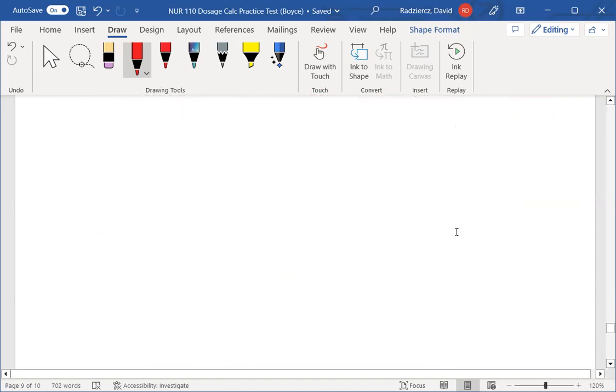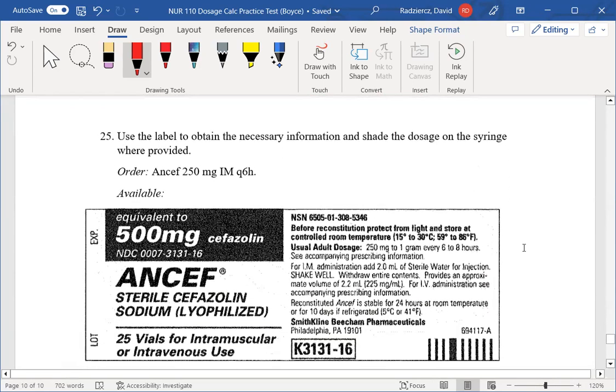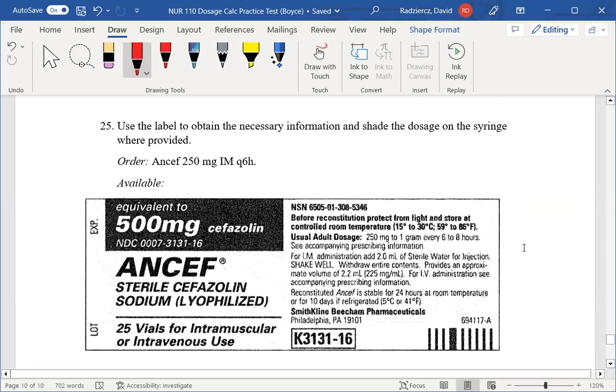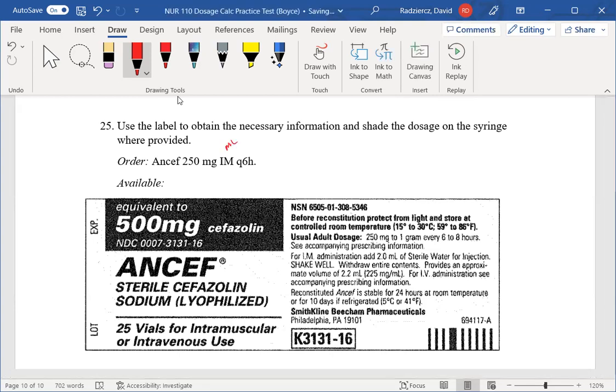All right, the last question here is another reconstitution question. I know that because obviously I put this together, and I knew that there were two in here. So again, intramuscular, before I do anything, I know I'm dealing with milliliters. The label even says before reconstitution, so it tells you it's reconstitution.